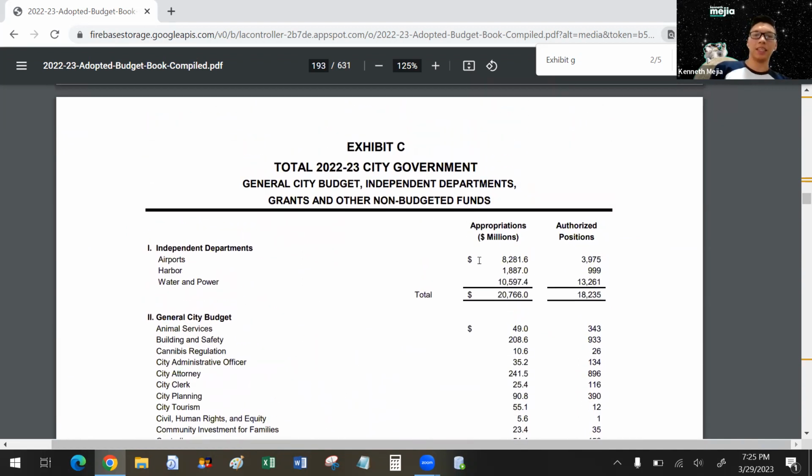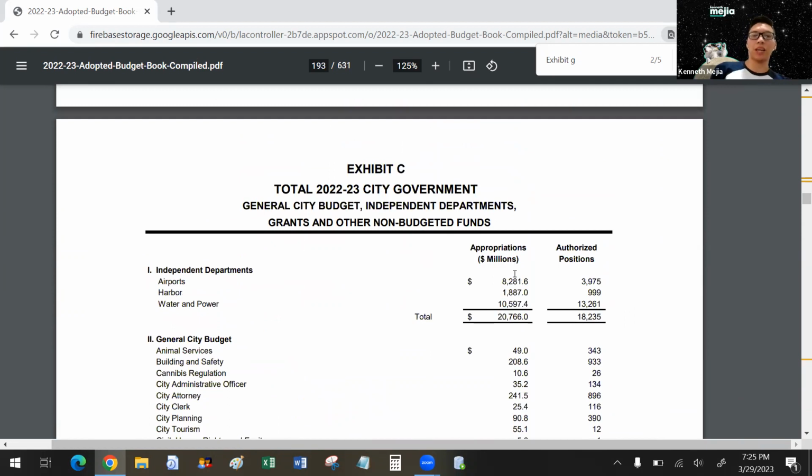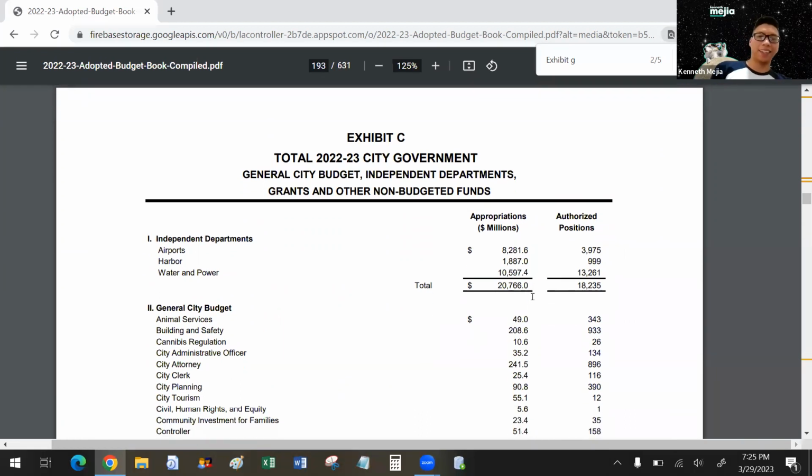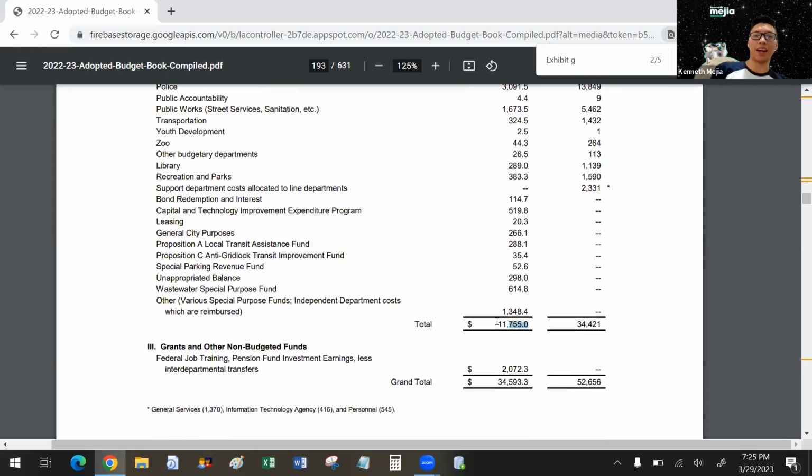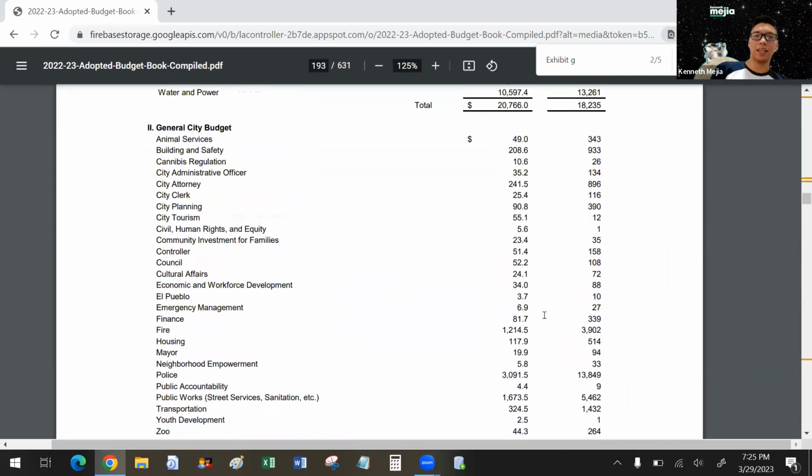This Exhibit C also shows you how much we're spending for other departments, proprietary departments like airports, harbor, water, and power. You could see here that they have a way higher budget. They have billions of dollars as well. And if you go down to the city, that's the 11.755 billion that we saw.